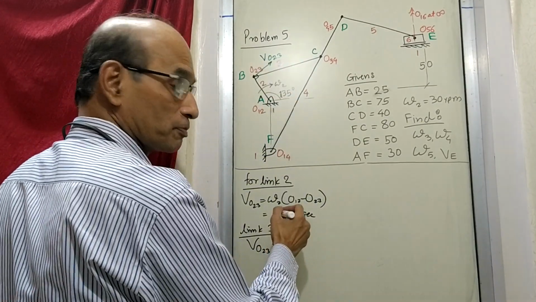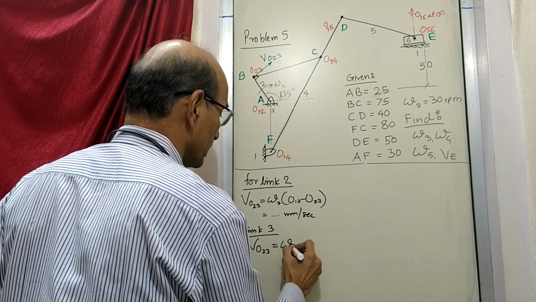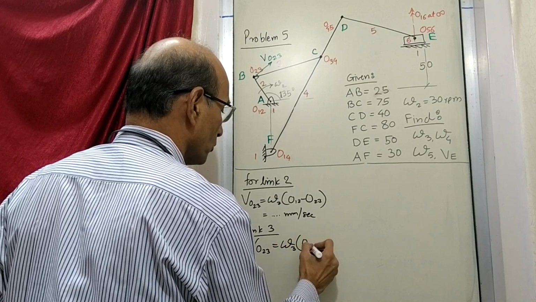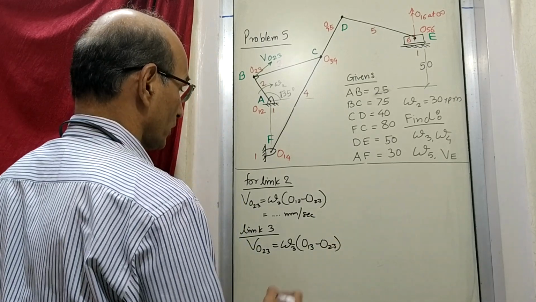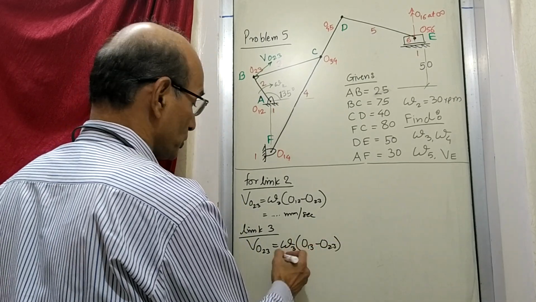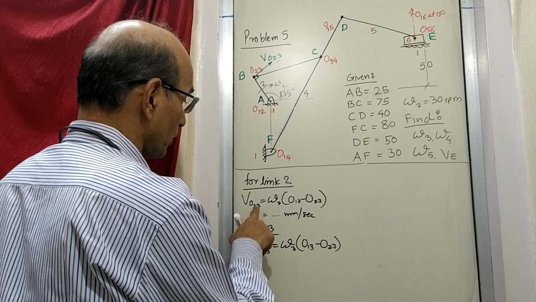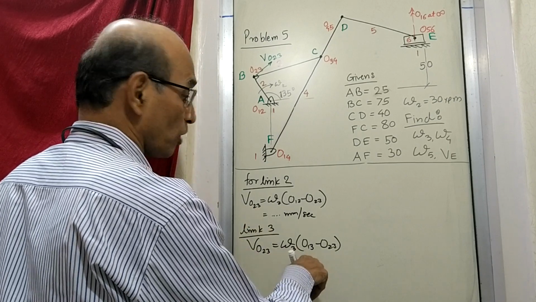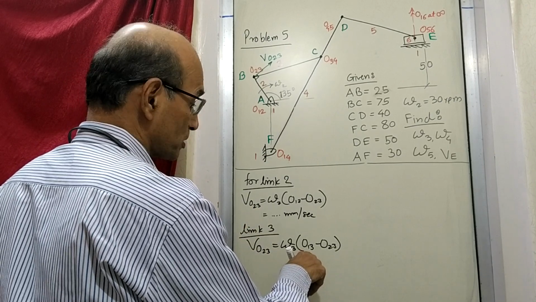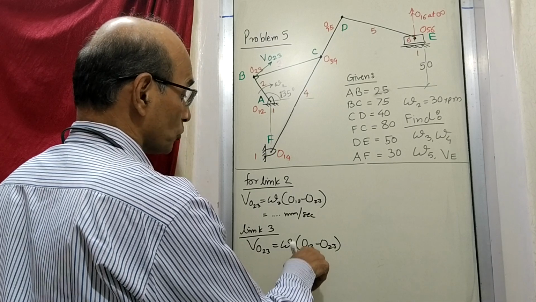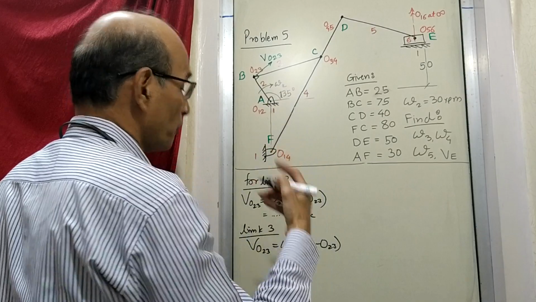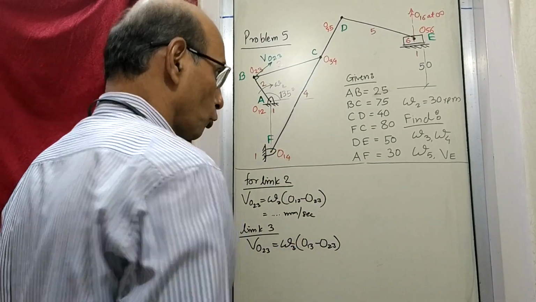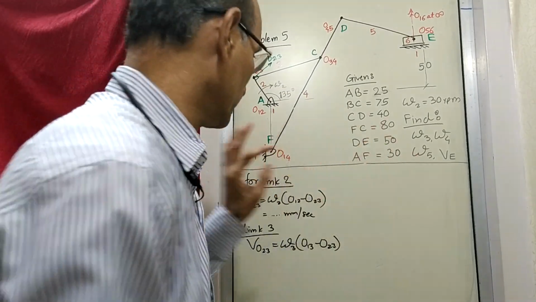So now we write with respect to 3: it is omega 3 times the distance from O13 to O23. This is a distance, and this is an angular velocity. In this case the velocity is already known and the distance we have to find out, but for that you need to know where O13 is. So from O13 to O23 is the distance you can take, but where is O13? We need to find O13 by Kennedy's circle.